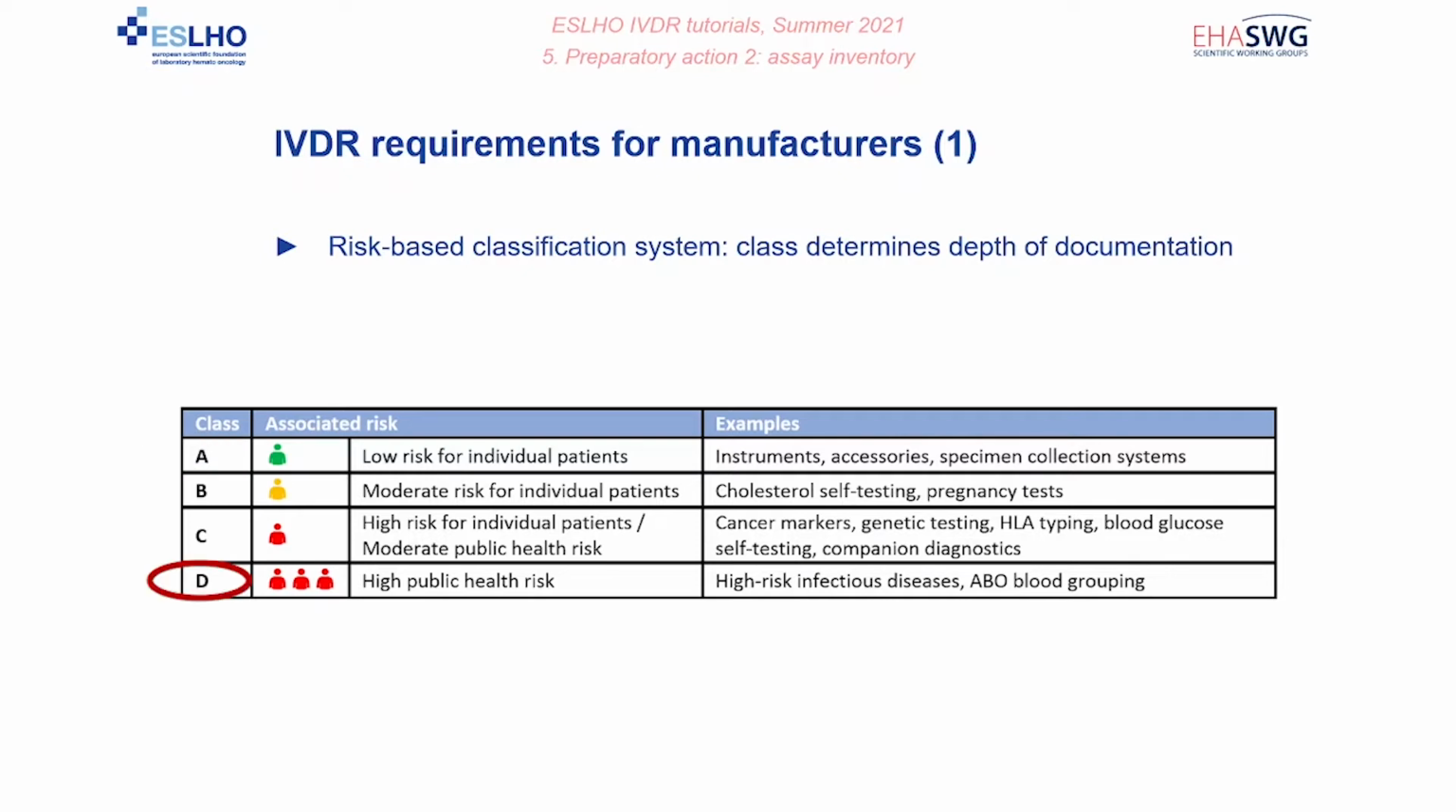high public health risk. For hemato-oncology and immunology laboratories, a lot of assays fall into Class C, high risk for individual patients or a moderate public health risk. These are mainly genetic tests, flow cytometric tests, and other cancer tests. This risk-based classification system applies to manufacturers and laboratories. For each device, they will have to determine in which class it falls. The higher the risk, the stricter the requirements and the need to show that your devices perform as intended.